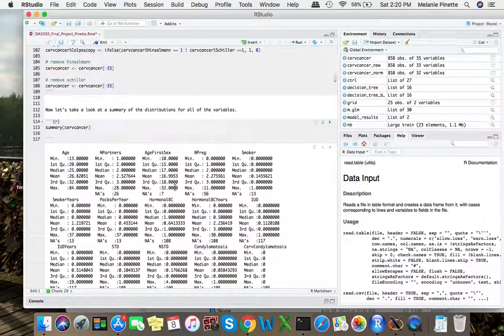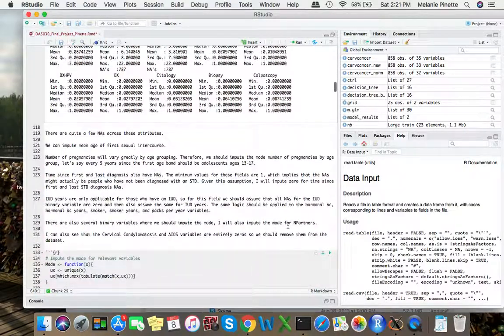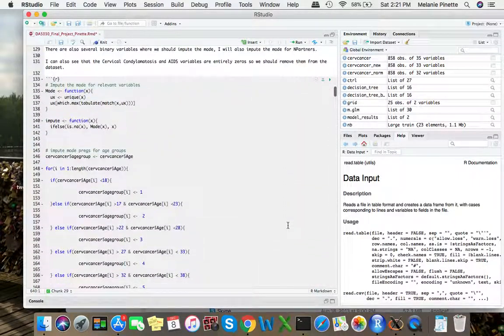Now let's look at distribution of the other variables real quick. You can see there are a lot of NAs in this data set, so we'll have to do some imputation here. You might also notice that some variables are zeros, such as this one, so we'll have to remove those as well. So let's do that here.